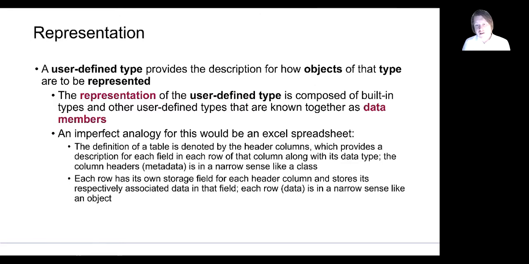An imperfect analogy of this would be an Excel spreadsheet. The definition of a table is denoted by the header columns, which provide a description for each field in the row of that column along with its data type. The column headers, metadata, is in a narrow sense like a class. Now each row has its own storage field for each header column, and it's going to store its respectively associated data in that field. Each row of data in a narrow sense is going to be like an object.